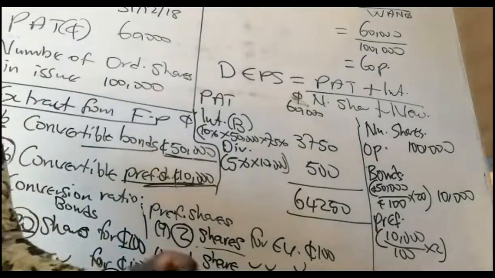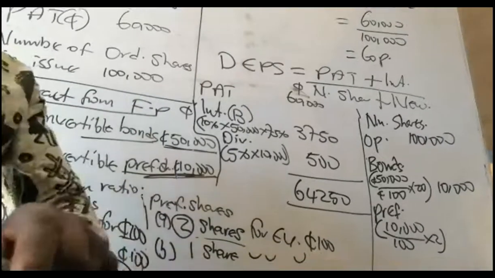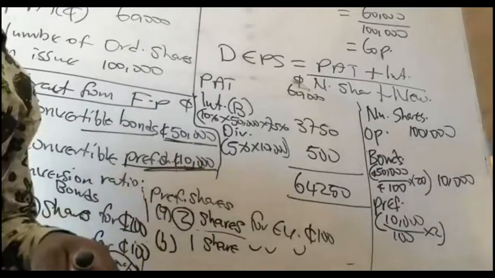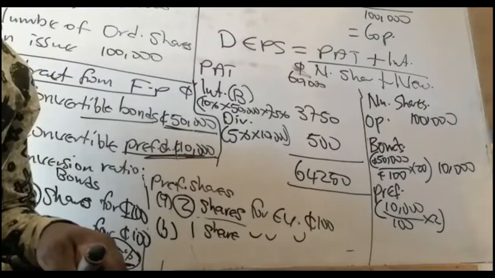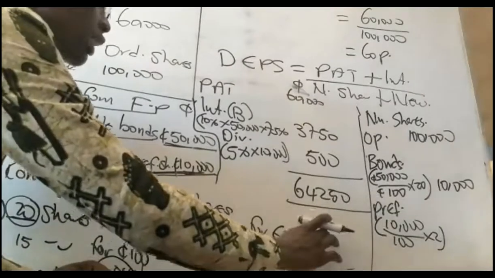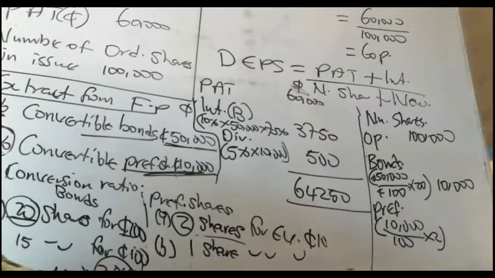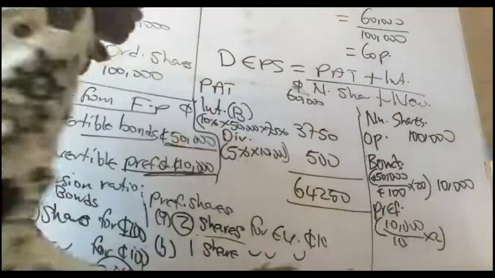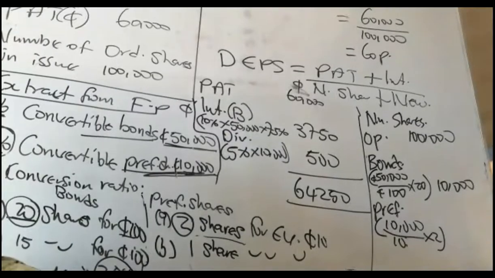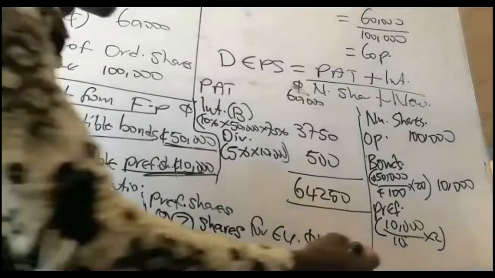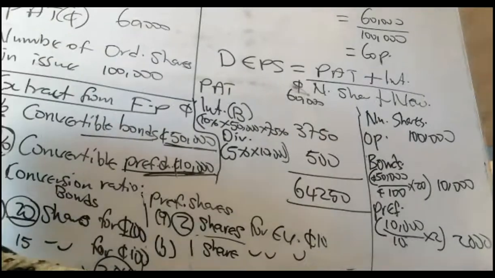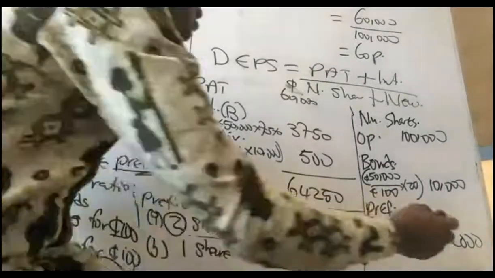Now let me make some few corrections in here. Have you seen the 20 will not make the question nice? So what do you do? Let it be 10 Ghana cedis, so 10 by 2 gives us 2. So it will be 2 shares for every 10 Ghana cedis. So here we divide by 10. That'll give us 1,000. So 10,000 divided by 10 gives us 1,000. So 1,000 by 2 gives us 2,000. Perfect. So that's 2,000.